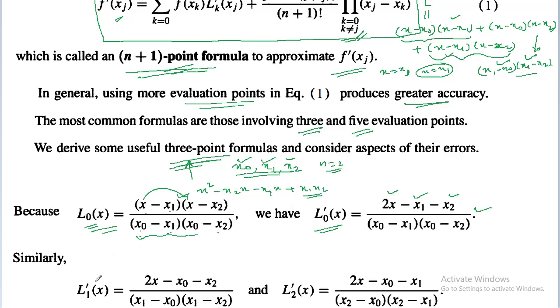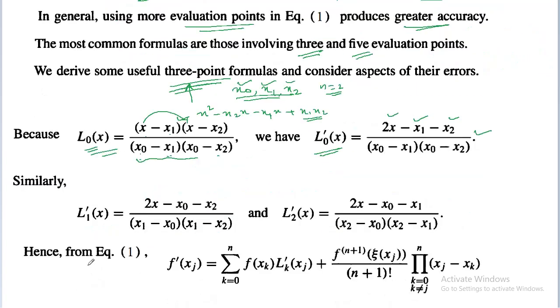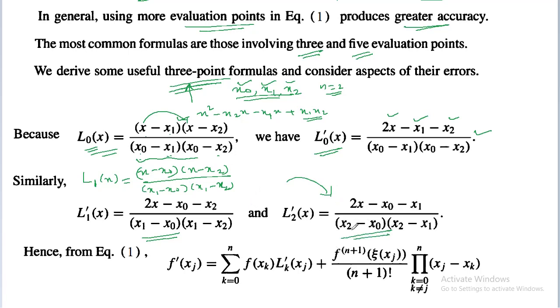In a similar way, we can find L1 dash of x, because we have L1 of x is equal to x minus x naught into x minus x2 divided by x1 minus x naught into x1 minus x2. So differentiating this again with respect to x, we get L1 dash is 2x minus x naught minus x2 divided by x1 minus x naught into x1 minus x2. And in a similar way, we can find L2 dash of x is equal to 2x minus x naught minus x1 divided by x2 minus x naught into x2 minus x1.